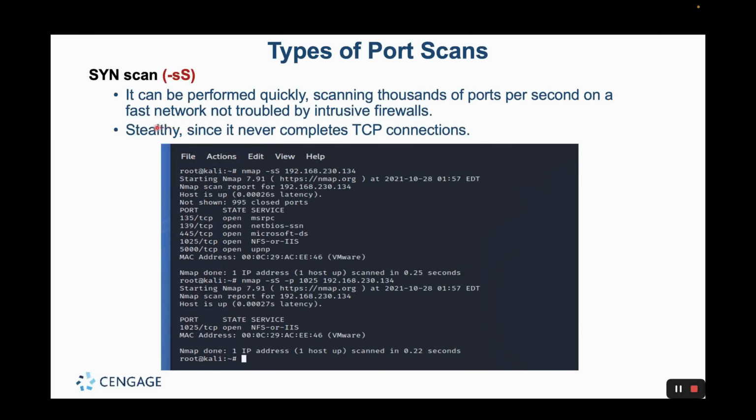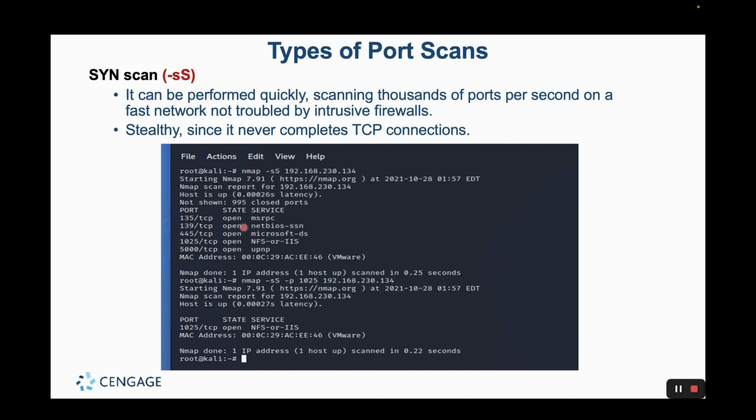Sending a SYN packet, which, just make sure you remember, is part of the TCP flags in the TCP header. Sending a SYN packet, the scanner sends a TCP synchronize packet to the target port.